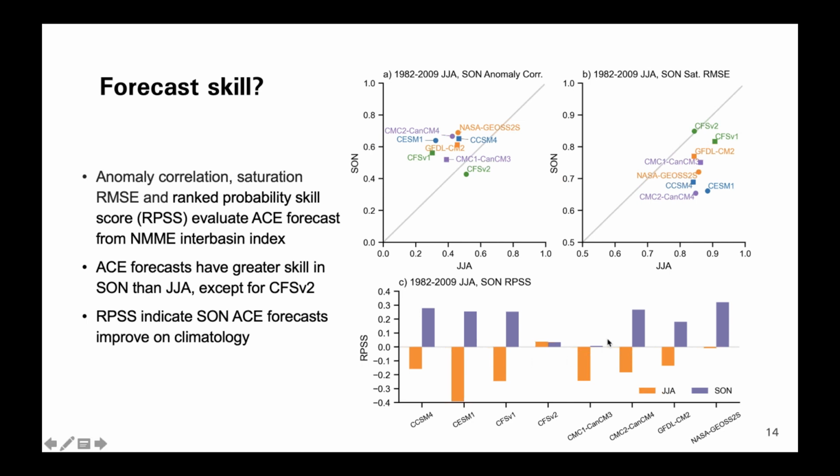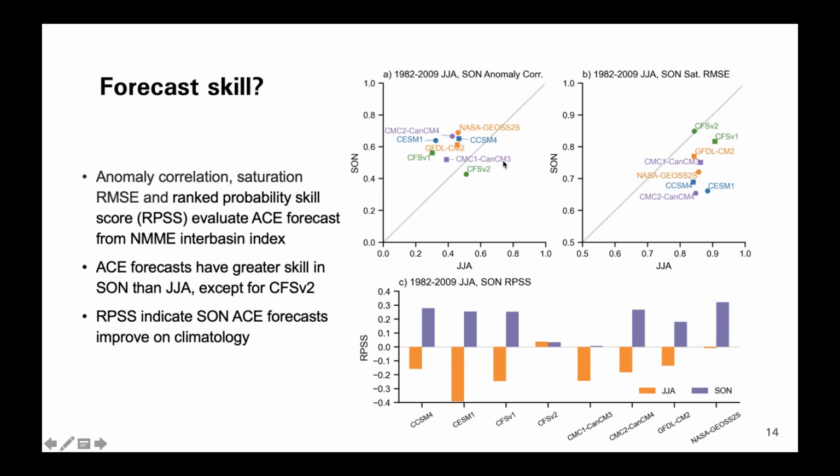And finally, figure C is showing the ranked probability skill score, the RPSS, which is just a comparison of the probabilistic forecast to climatology. Here, a value greater than 0 indicates a probabilistic forecast skill that's better than climatology. A value less than 0 indicates a skill worse than climatology, and 1 is a perfect score.